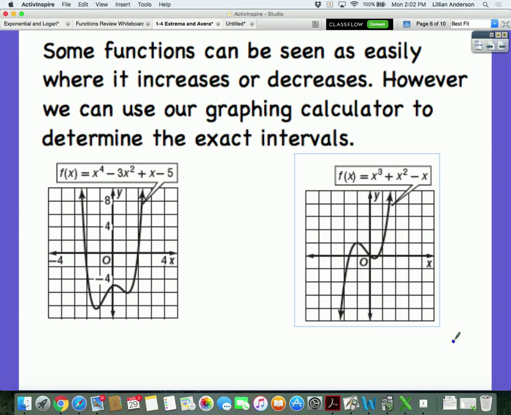Some functions can be seen easily, like the last ones. However, for the ones that are not as easily seen, we use our graphing calculator. And we're going to cross our fingers, and let's hope that my calculator doesn't freeze up on me like it did on Friday. We're going to use our graphing calculator to determine the exact intervals in which the graph is increasing or decreasing. Okay? So, looking at this graph, we're going to definitely need to plug it into our calculator, okay?